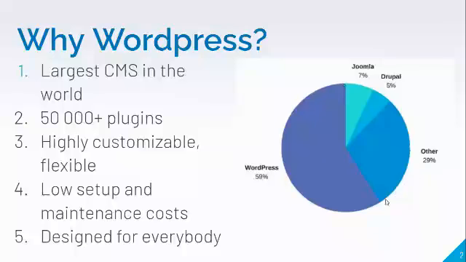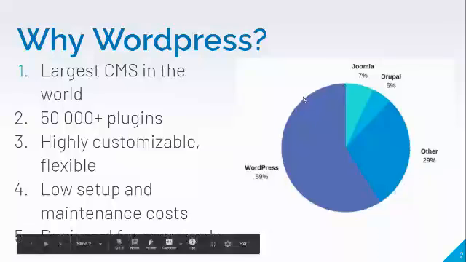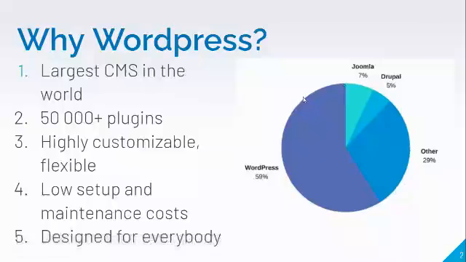And as you can see from this graph over here, WordPress dominates the market, holding over 59% of total market share. Aside from that, WordPress also has over 50,000 plugins. Now you may be wondering what a plugin is. A plugin is basically an application that can extend WordPress's functionality. And through all of these plugins, WordPress has a highly customizable yet flexible user experience. Despite this, it also has low setup and maintenance costs and is designed for everyday people, not just coders or designers, but also everyday lay people like you or me.